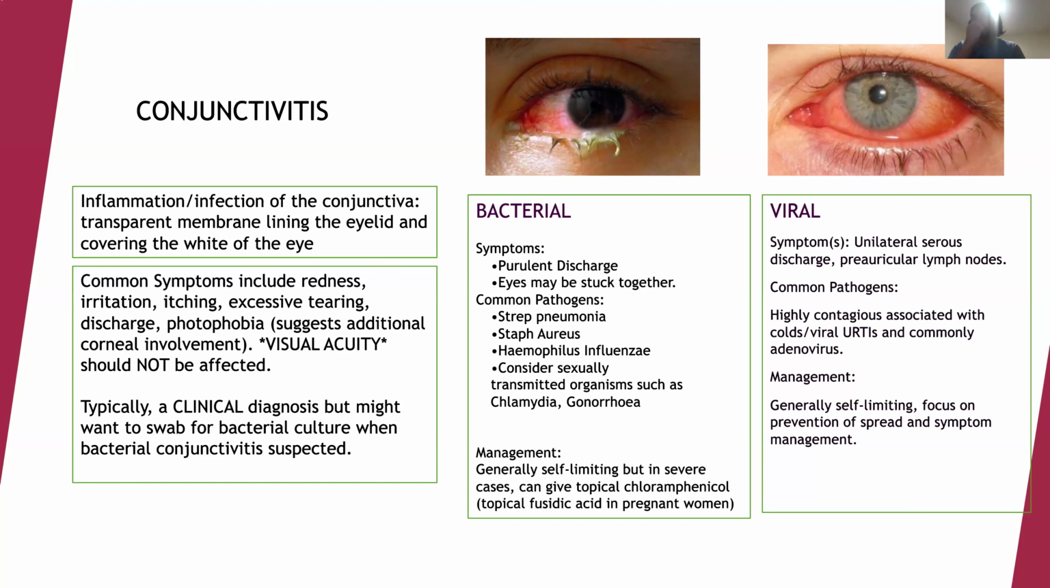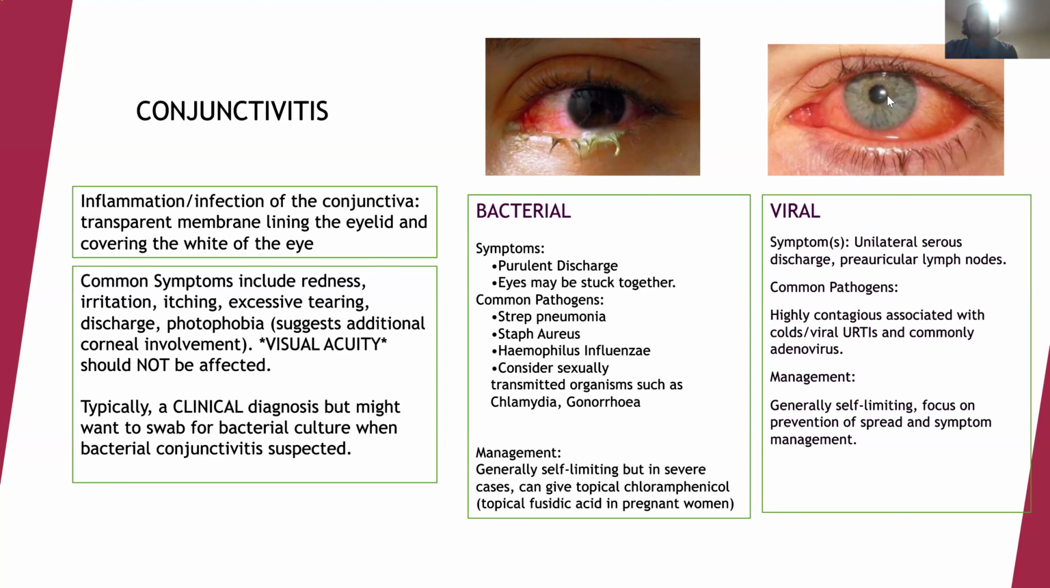But the main difference that helps you distinguish between the two in an SBA scenario is that in bacterial it is purulent discharge, and it might mention things like the eyes are stuck together. But in viral, it's more a watery discharge, and it might mention a recent upper respiratory tract infection, and also pre-auricular lymph nodes. So these are both clinical diagnoses, but with bacterial, you may want to do a swab, but usually they go straight to the management.